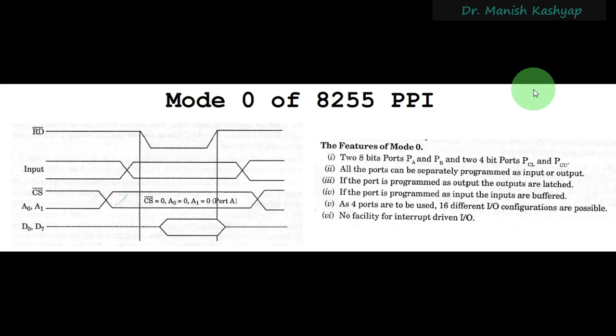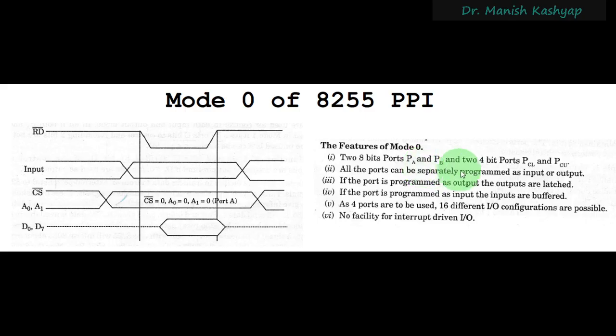Now, after this, let's come to mode 0. It's a very simple mode where you have a microprocessor, an 8255 programmable peripheral interface, and with that 8255 you have various devices which can be attached. So let us first read what the features of mode 0 are. First, two 8-bit ports PA and PB and two 4-bit ports PCL and PCU, that is C lower and C upper, are available. So we know this, right?